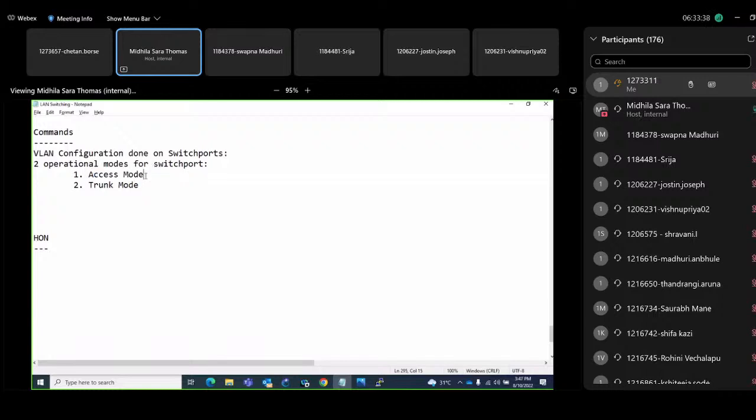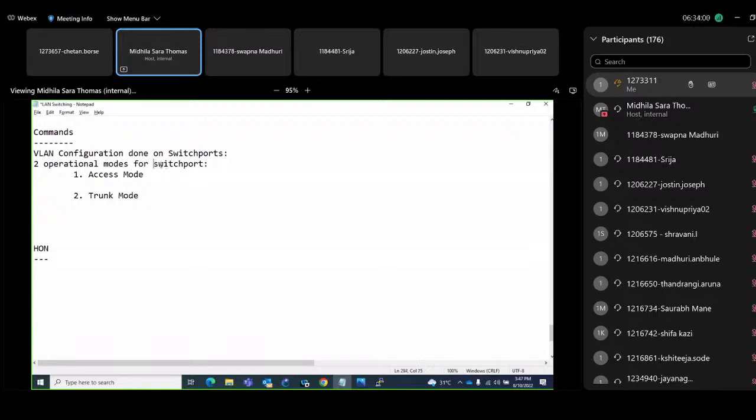No. Where to give what command? This is what you need to understand. This is the basic step in LAN switching you are going to learn. I can give one command, so it is access mode. There is one set of commands to do VLAN configuration. In trunk mode, you have to give another set of commands for VLAN configuration.